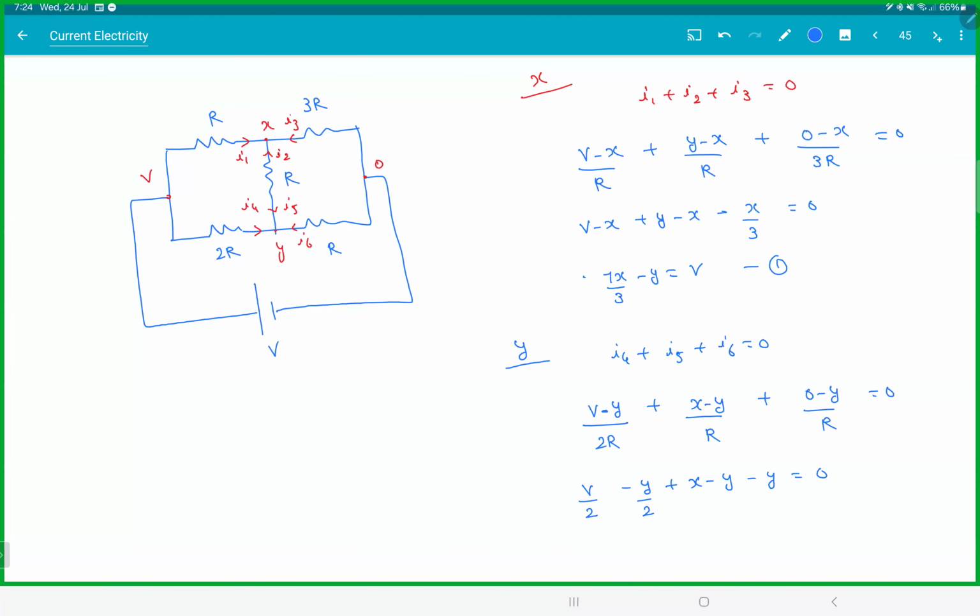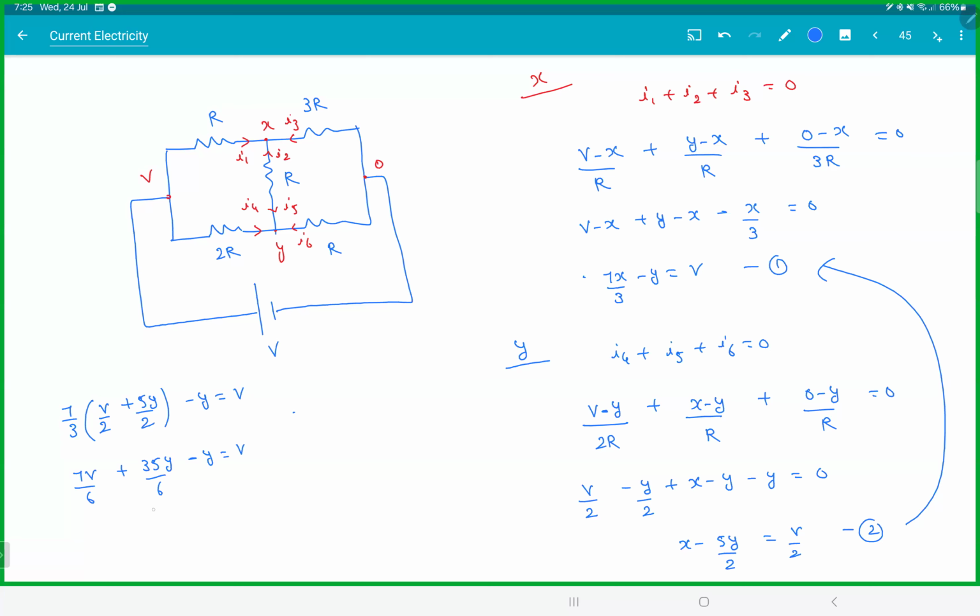So this guy is how much? X minus 5y by 2 is equal to v by 2. Take this guy and dump it in this. That would be 7 by 3. X value is v by 2 plus 5y by 2 minus y is equal to v. 7v by 6. 35y by 6 minus y is equal to v. 29y by 6.